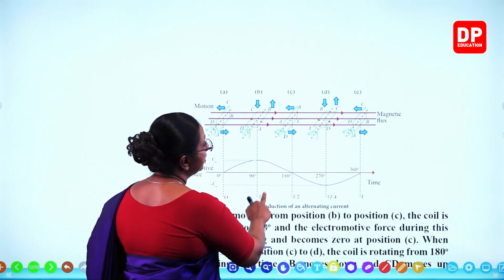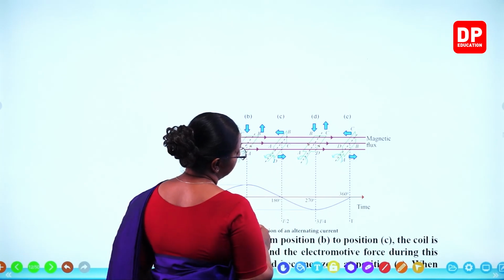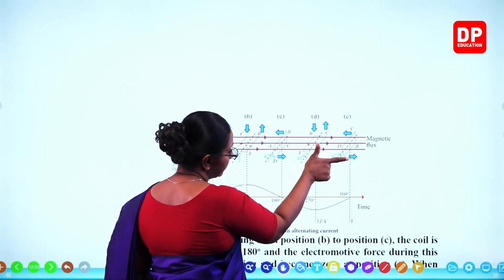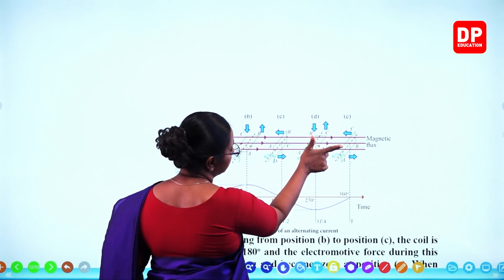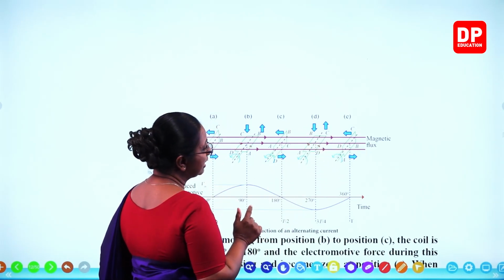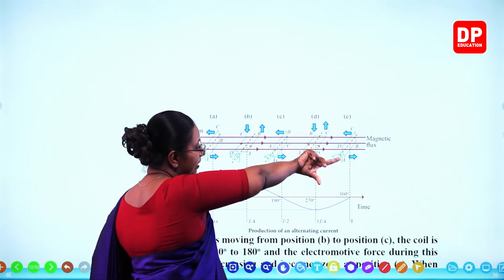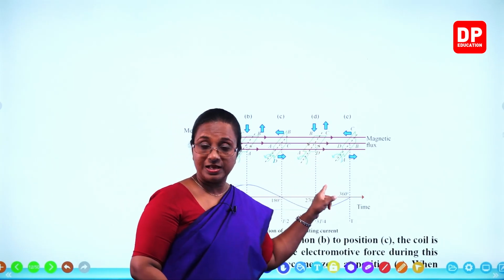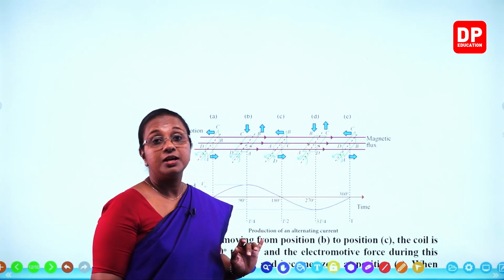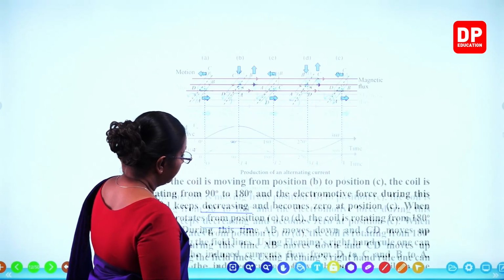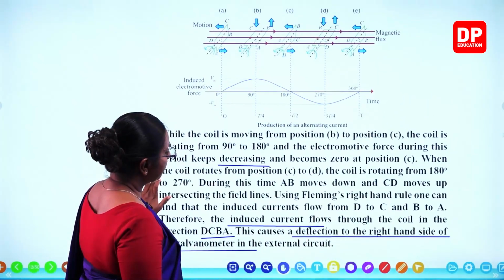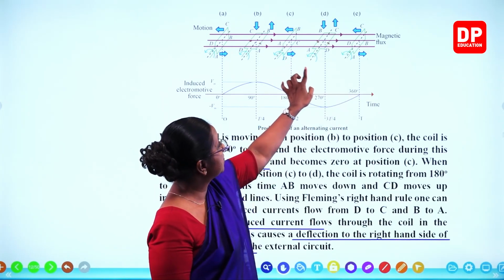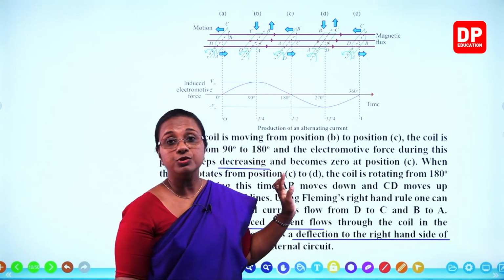Here, if you try to apply this for DC, the field lines are this way, motion is up. So, the current flows in the direction DC. If you apply for BA, again the field is this way, motion is down, current flows from B to A. So, that is what I explained to you all before also, but just to confirm that to you. Right. So, that is what happens when the coil moves from C to D.